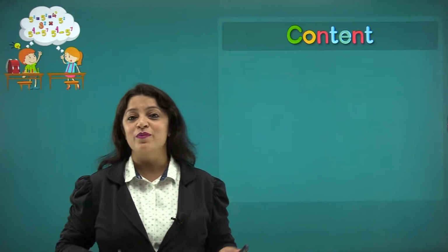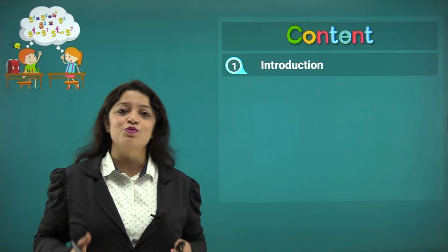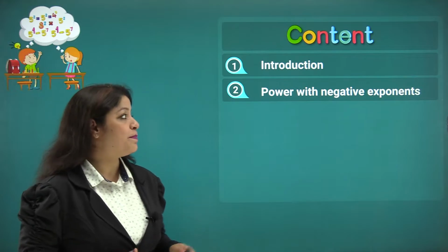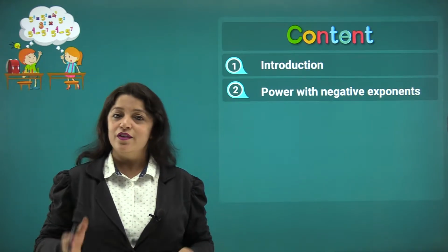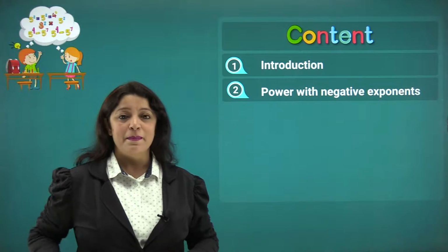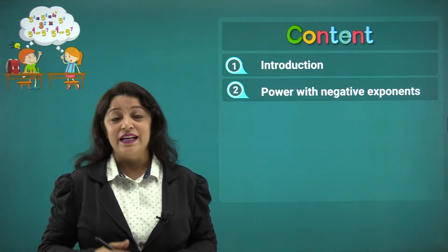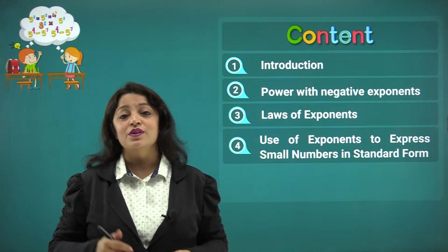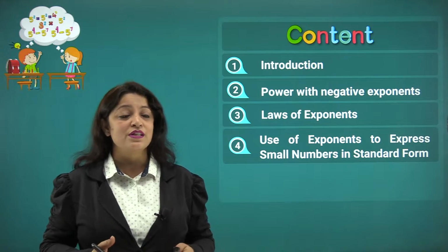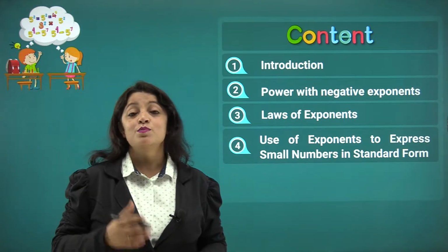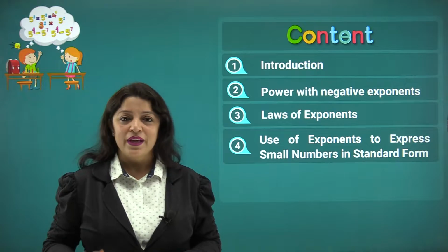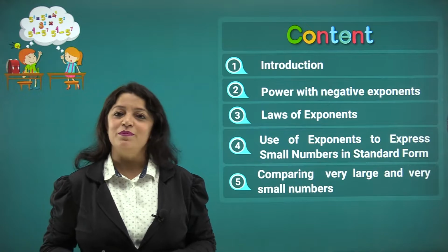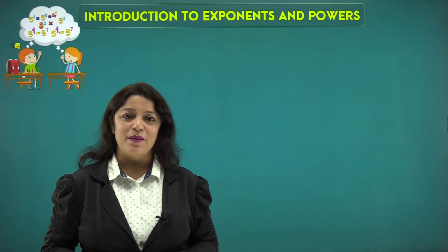Let's see what all content part we are taking in this chapter. First, we need to know about what is a power, what are the exponents. We'll also include some power with the negative exponent. Remaining portion is there from 7th grade as it is, but this is a new topic to you, that is negative exponents. Also certain laws of exponents, and we will also understand how to use these exponents to express small numbers in the large numbers and vice versa. That is comparison of very large and very small numbers also. So let us begin with the chapter.